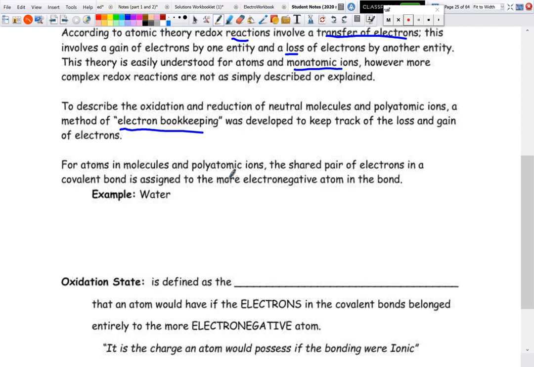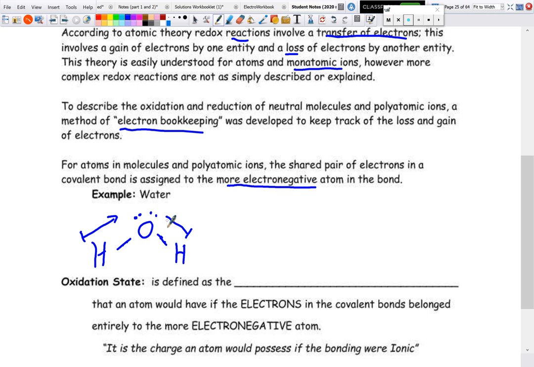So of course, for atoms and molecules and polyatomic ions that share a pair of electrons in a covalent bond, we're going to assign the electrons to the more electronegative atom in the bond. This is not actually what happens, just how we figure out what the oxidation state is. So for example, if we look at water, we know there are electrons inside these covalent bonds, and oxygen has 2 there. Now you can look up the electronegativities, but you know oxygen is more electronegative, and this goes back to Chem 20 a little bit.